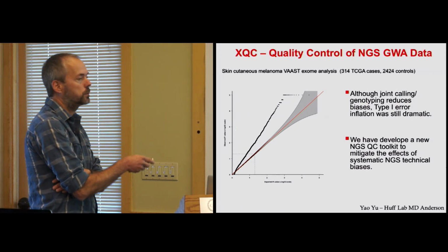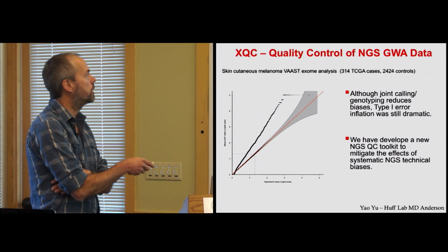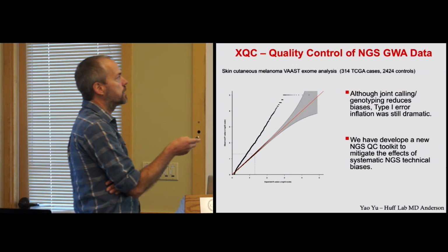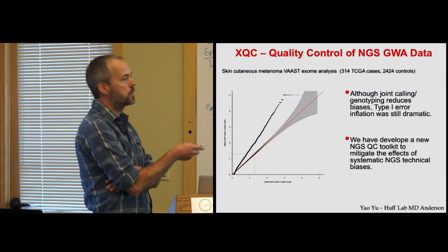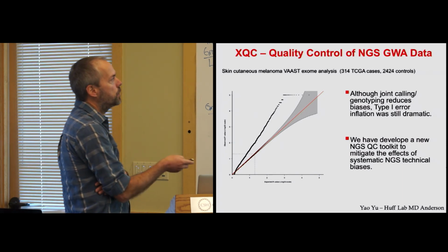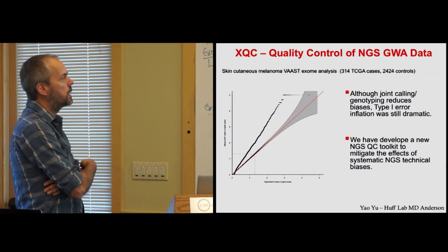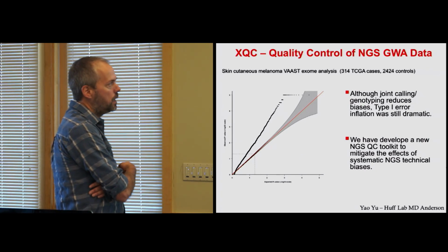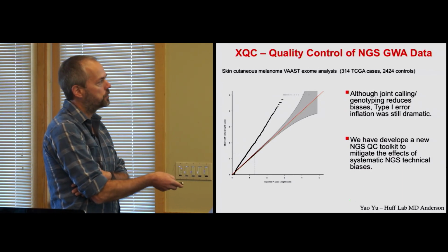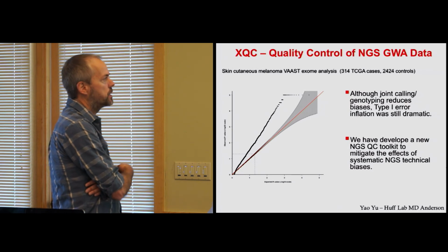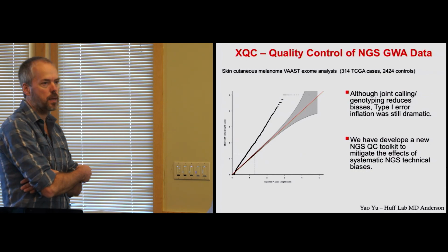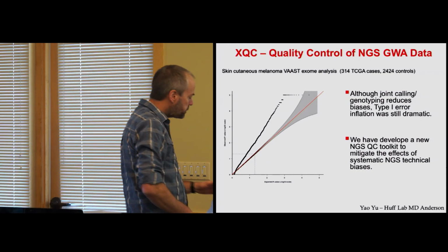And we have a real serious problem of type 1 inflation here because our observed p-values on the log scale are higher than we would expect by chance. So in real world terminology, this translates into a whole bunch of false positives that we now have to dig through to sort out. So even though joint genotyping can reduce those biases, type 1 inflation can still be a real problem. And Yao Yu and Chad Huff's group has developed a new next generation sequencing QC toolkit that helps mitigate the effects of these systematic NGS technical biases.